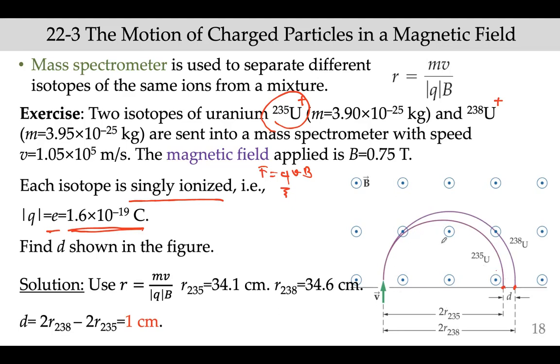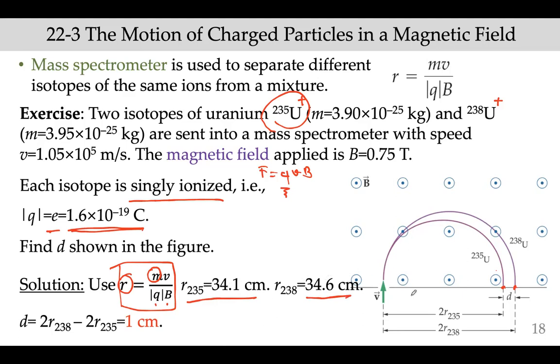They have different paths. Why? Because if you remember this formula that we derived in the previous slide, their initial velocities are the same, the charge is the same, the magnetic field is the same, but they have different masses. Because they have different masses, these paths will have different radii. If you use this formula for the isotope 235, this is the radius, and for 238, this is the radius. You can see that they're slightly different.